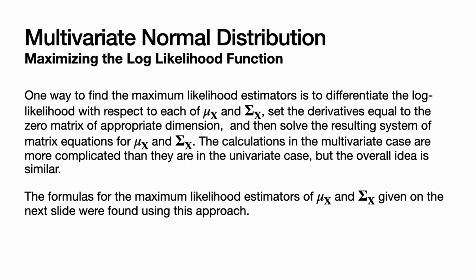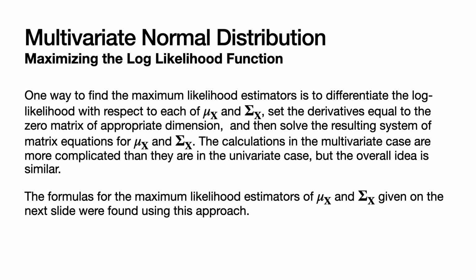One way to find the maximum likelihood estimators is to differentiate the log likelihood with respect to each of the mean vector mu sub x and the covariance matrix capital sigma sub x, set the derivatives equal to the zero matrix of appropriate dimension, depending upon whether we're differentiating with respect to the mean vector or the covariance matrix, and then solve the resulting system of equations for mu sub x and capital sigma sub x. The calculations in the multivariate case are a bit more complicated than in the univariate case, but the overall idea is the same, and so we're not going to go through those calculations here.